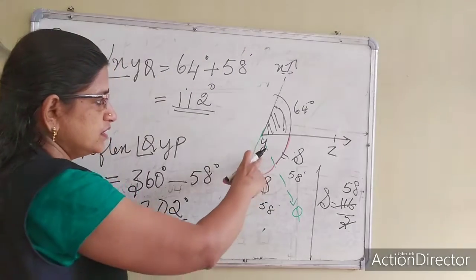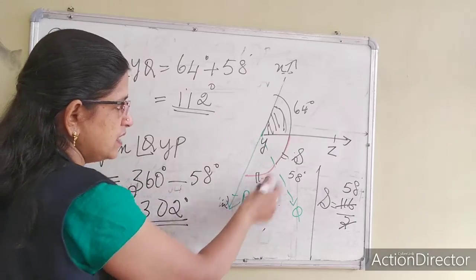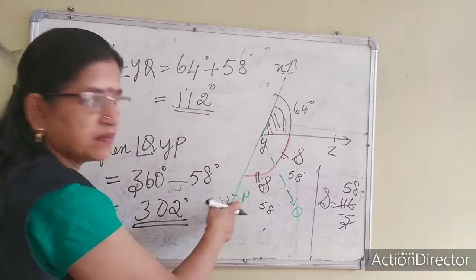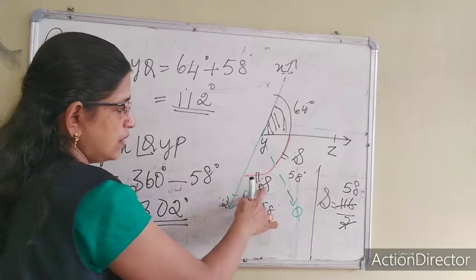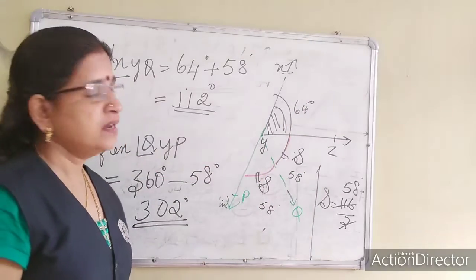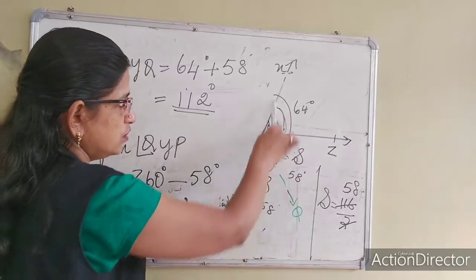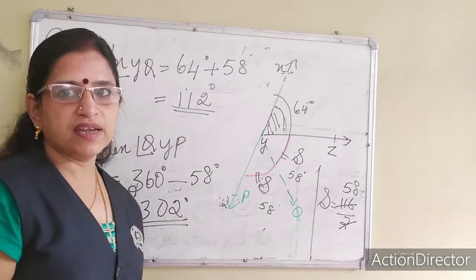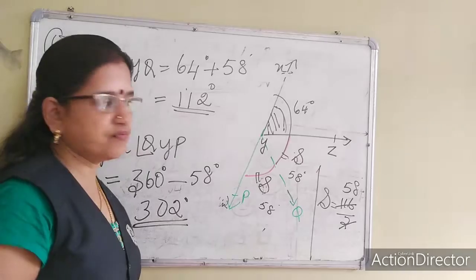So you should read the question properly. This XY is produced. So I am going to produce this XY and draw a ray also which is going to bisect this XYP. So since it is bisecting, these two angles are equal. I am denoting it by another variable S because already I am having a variable X. Since it is a bisector, I have written S and S. So now this is a straight line. So S plus 64 degree is equal to 180 degree. By calculating, I got the value of S as 58 degree.